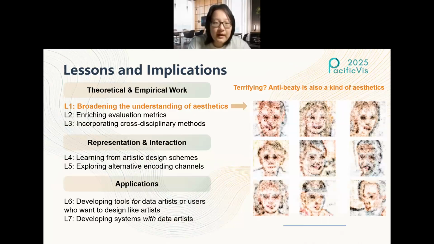Let me go back to this page. So in our L3 lesson, we say that we can incorporate interdisciplinary methods. In our paper, we show that regular workshops, brainstorm sessions, and hackathons can foster mutual understanding. So I think this allows both sides to learn from each other's strengths: artistic creativity and scientists' technical expertise.